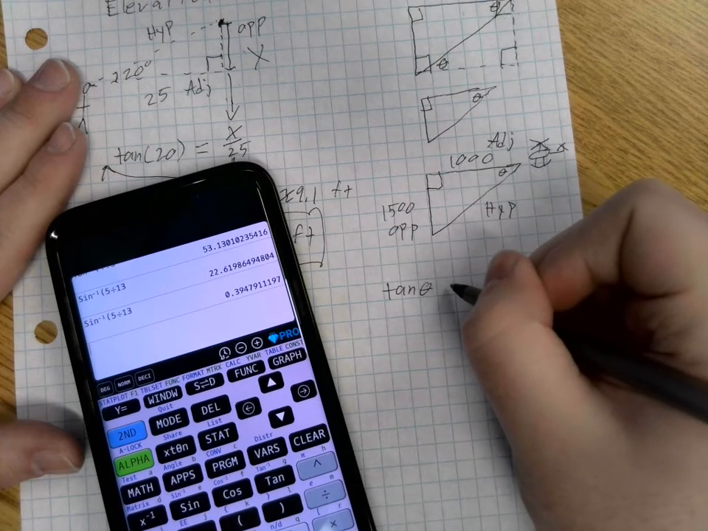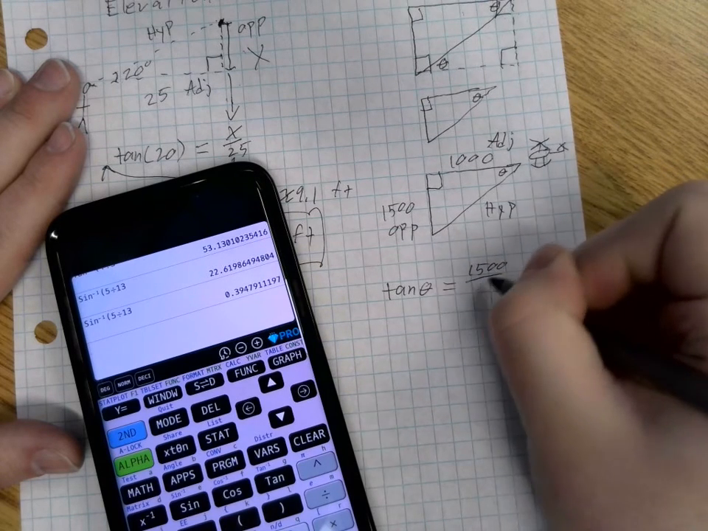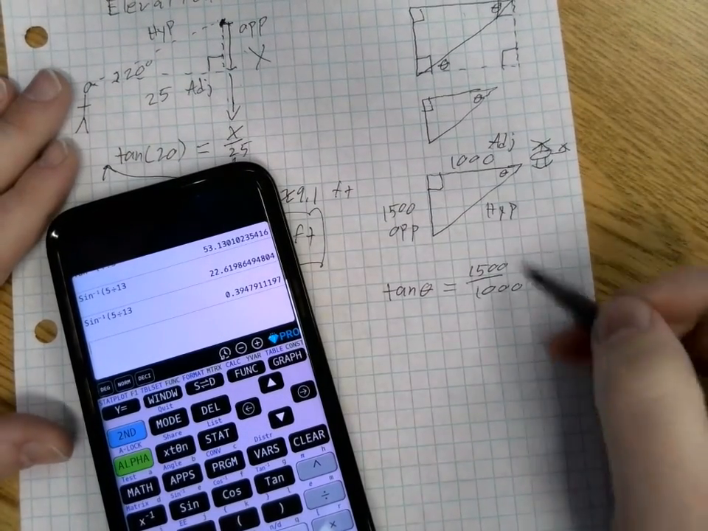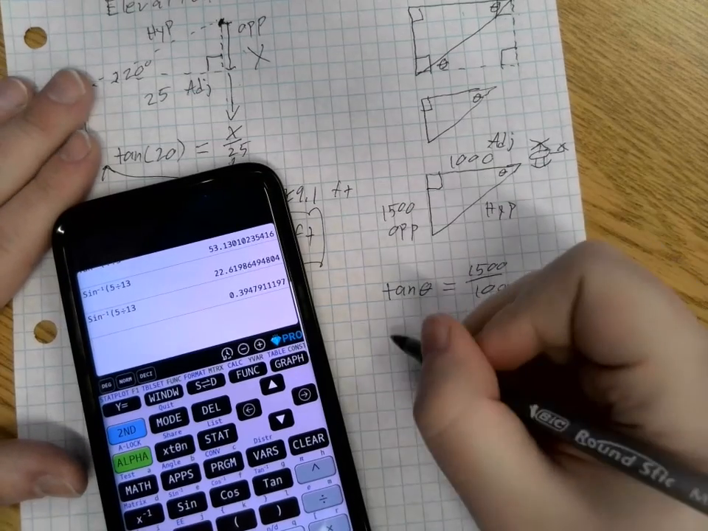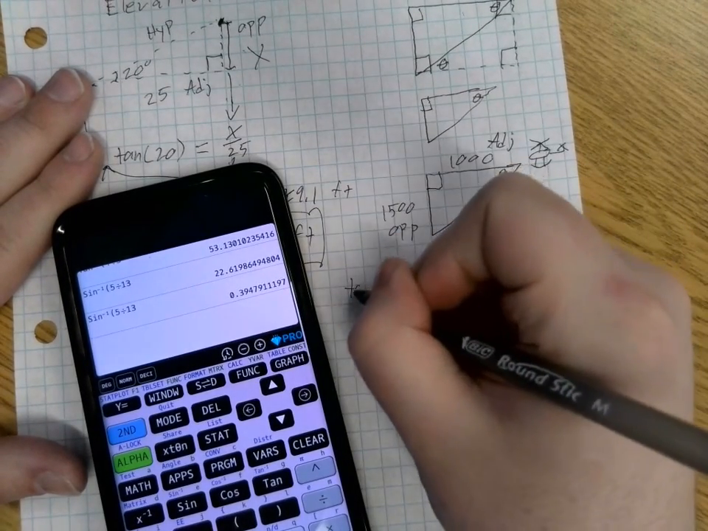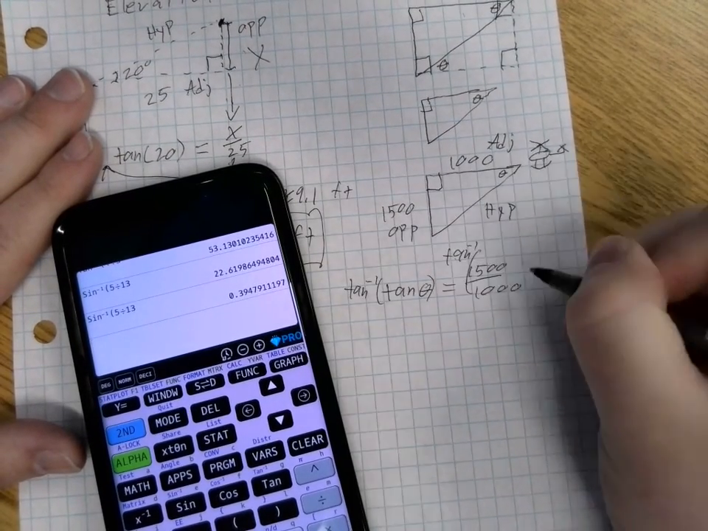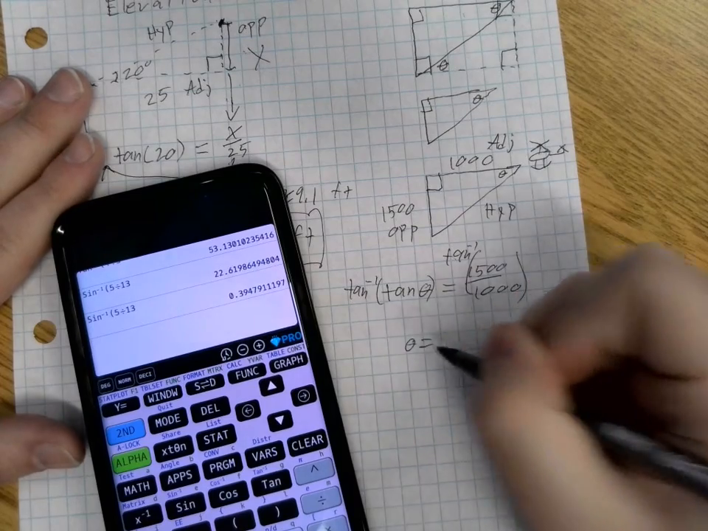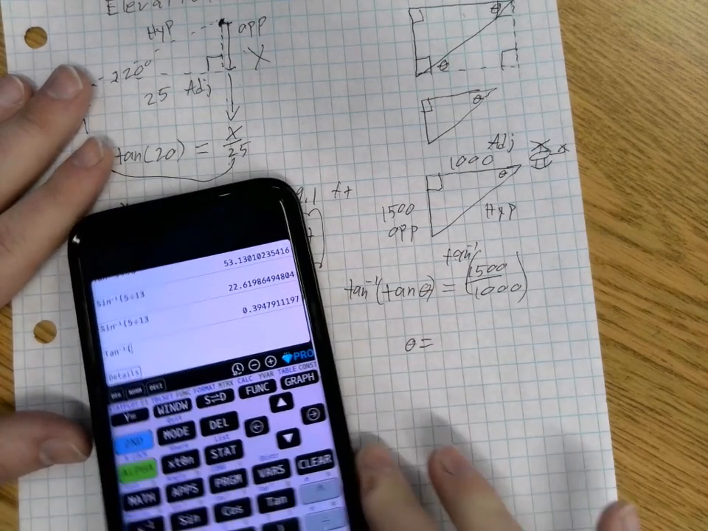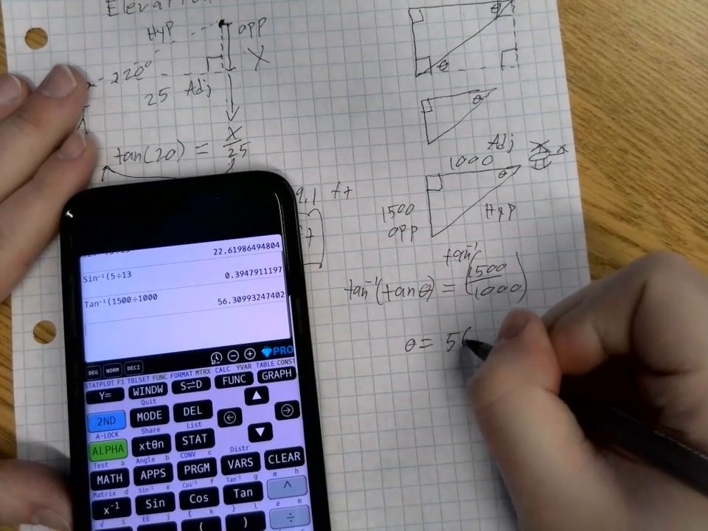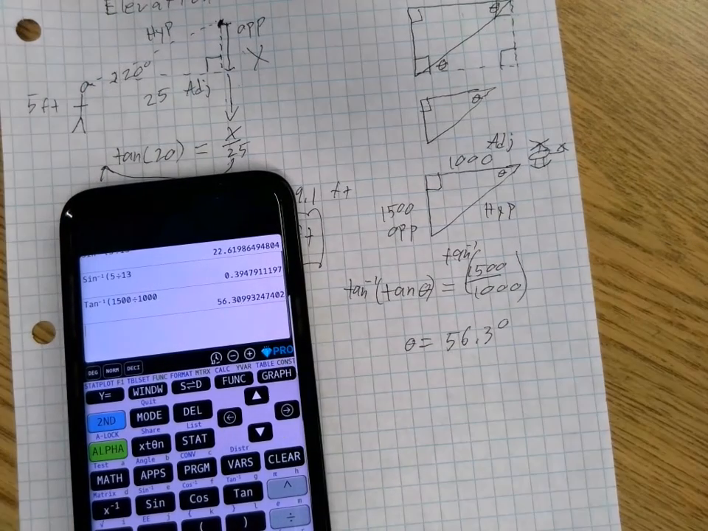Tangent of theta equals 1,500 over 1,000, which is basically 3 over 2. Inverse tan of both sides. So you could either rewrite this as 3 over 2 or not bother. Either way is not going to make a difference. 1,500 divided by 1,000. Therefore, the angle of descent needed to land safely would be about 56.3 degrees. And there you go.